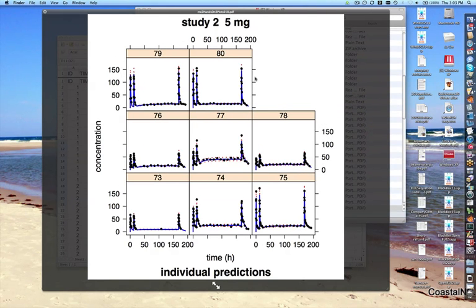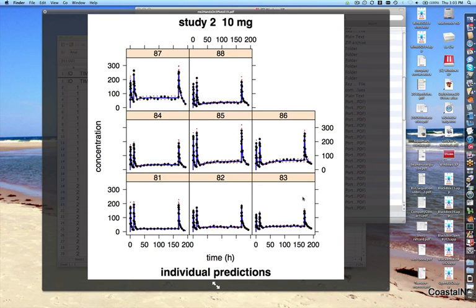Go on up, and you can see it for study 2. This is our multiple dose data, so things again are looking pretty good there. I didn't bother drawing all this. If I was to draw this with more observations, there would be saw teeth in between. Here I've just connected the dots across the trough values.